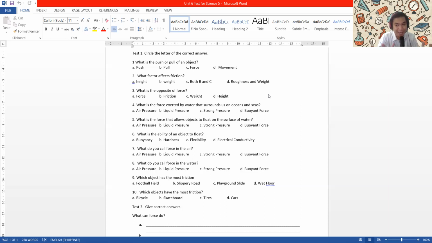And remember what I said again a few moments ago. The object's friction is based on the weight and the roughness of the object. Since the bicycle, the skateboard, the tires, and the car have the same type of sliding item, which is a wheel or a tire, we only need to know which one of them weighs more, because the more an object weighs, the more friction it has. So which of these 4 weighs more? Of course, it's letter D, cars.